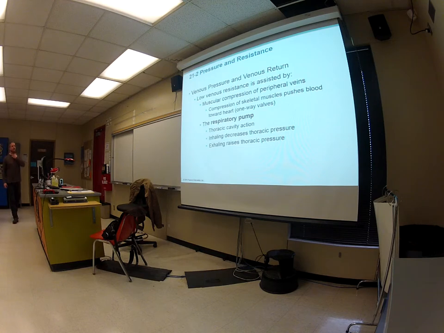Now, venous pressure and venous return: low venous resistance, obviously because, and this was something you guys should have studied, large diameter lumen. The lumen's huge, okay? Muscular compression of the peripheral veins is going to help bring it back, and then the respiratory pump. I keep mentioning this, so now you guys actually get to hear how it occurs. Thoracic cavity action: inhaling decreases thoracic pressure, exhaling raises thoracic pressure. And we're going to learn about that when we get to the lungs.